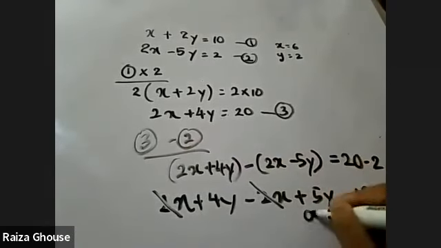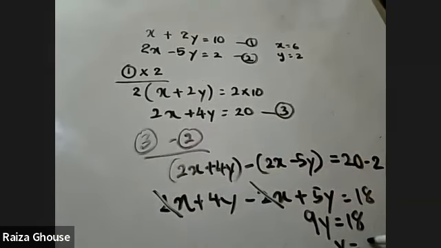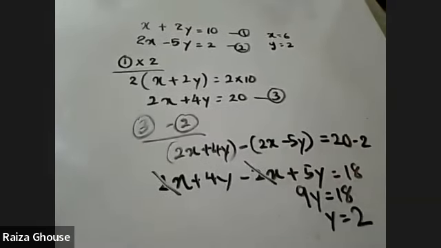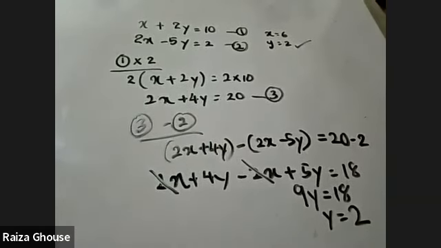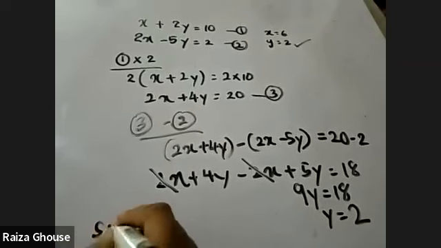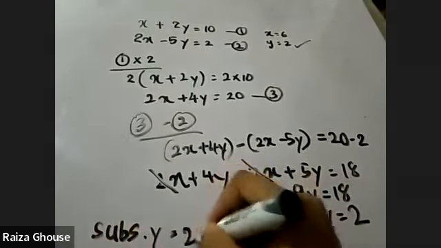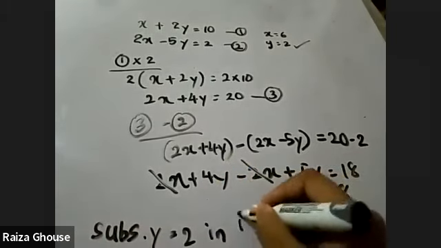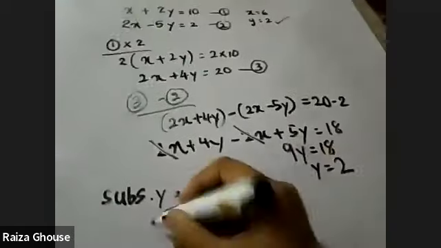When I add them, I'm getting 9y. 9y is 18, which means y is equal to 18 divided by 9, that is 2. So, students, this answer is correct. Now substituting y equal to 2, I'll take the first equation, it's easy for me. Let's see what I'm getting.